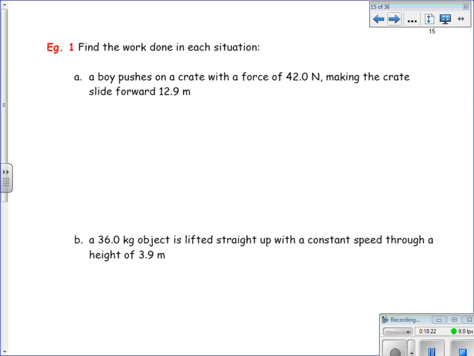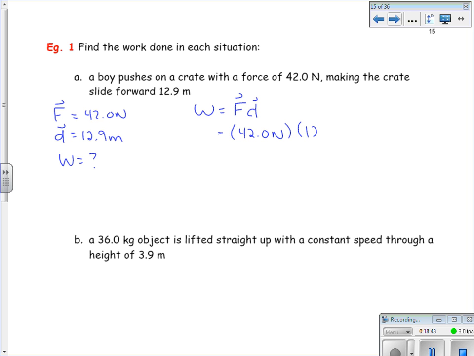So a boy pushes on a crate with a force of 42 newtons, making the crate slide forward 12.9 meters. So we have a force of 42.0 newtons and a displacement of 12.9 meters, and we want to find the work done. So work is equal to force times displacement, which is just 42.0 newtons times 12.9 meters. Pretty simple and straightforward. So 542 joules of work is done in that situation.